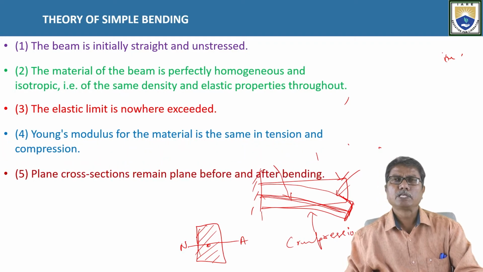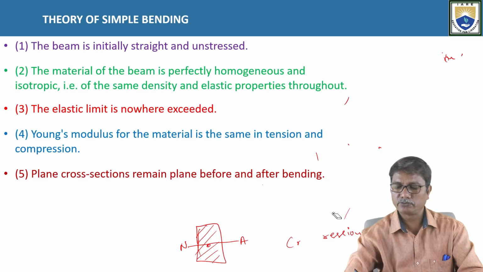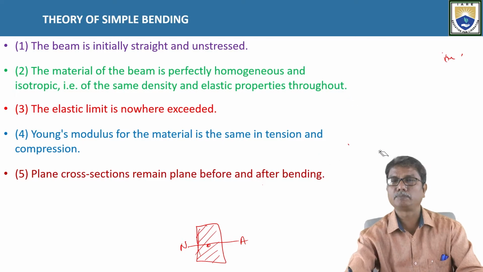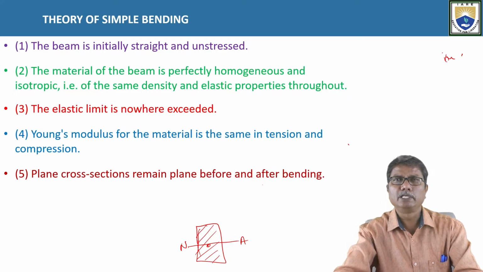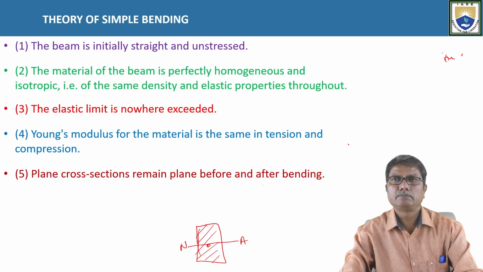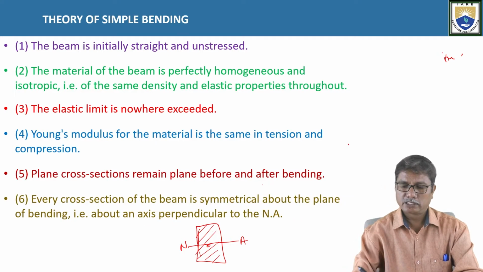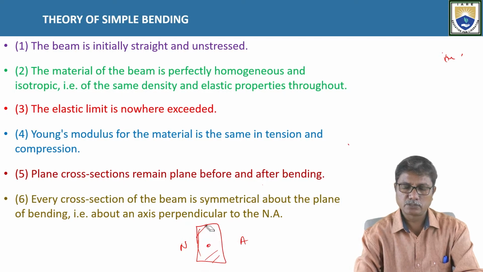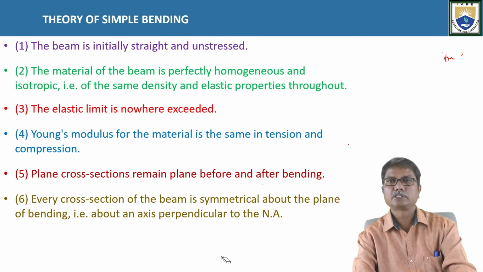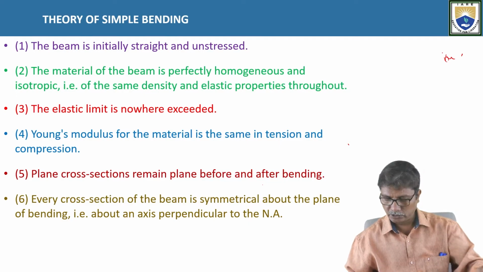That is another assumption. And here plane sections remain plane before and after load application, after bending and before bending. The cross section, which is plane before bending, remains plane even after bending also. That is another assumption. And the next assumption is every cross section of the beam is symmetrical about the plane of bending. Symmetrical about the plane of bending, that is about an axis perpendicular to the neutral axis.